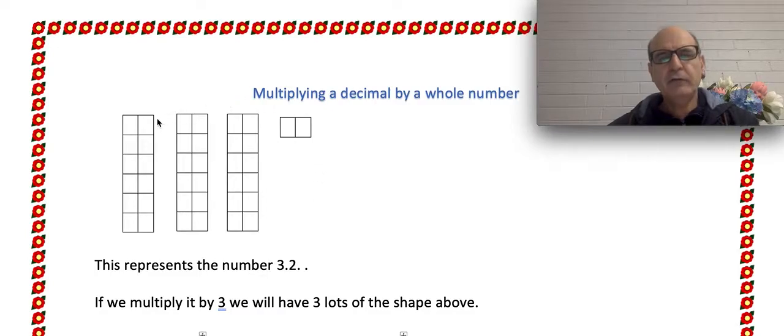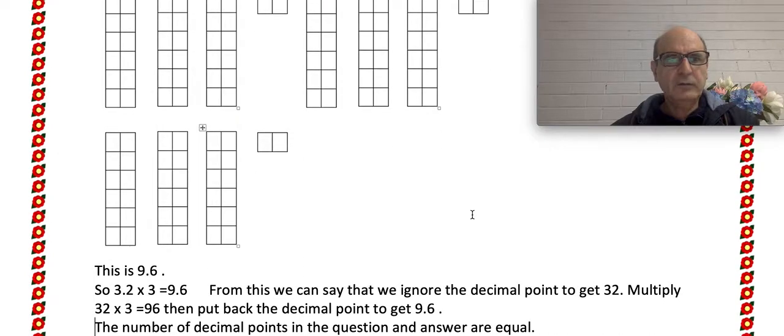Now, we want to times this number 3.2 by 3. 3.2 times 3. You know that when you multiply a number by 3, all you're doing is adding this number to itself 3 times. All right, so let's do that graphically and see what happens. So I'm putting 3 of them next to each other to see how many we are going to have altogether.